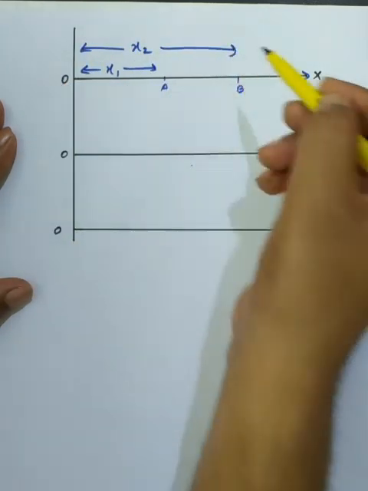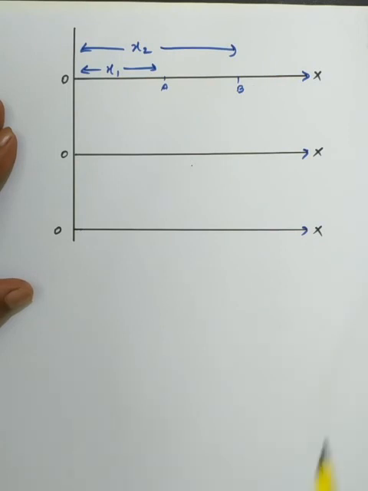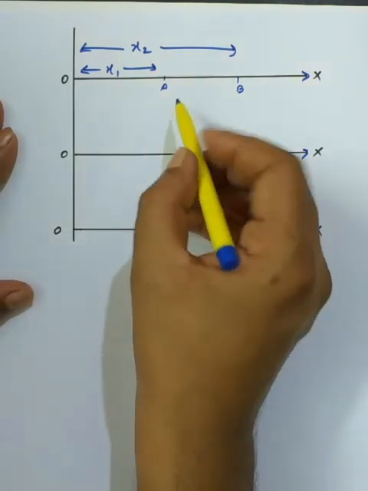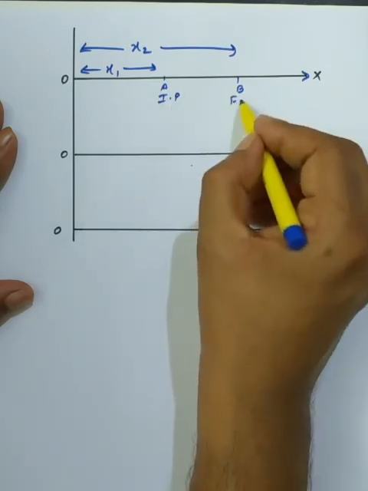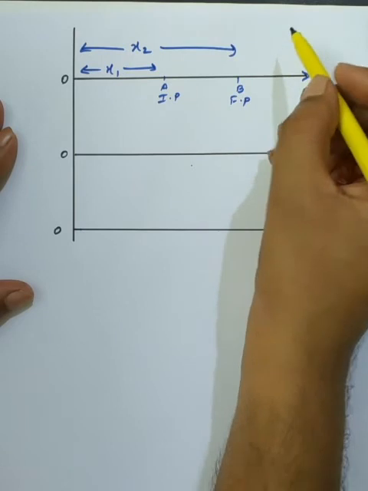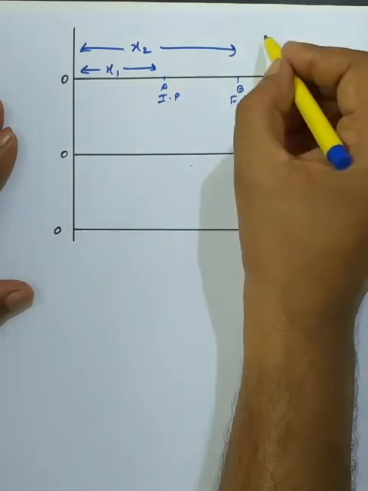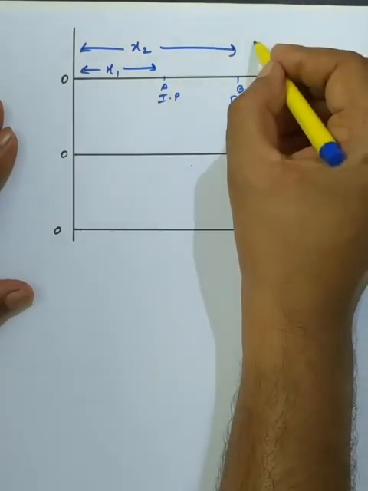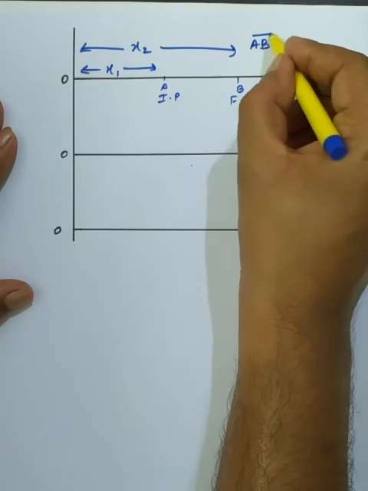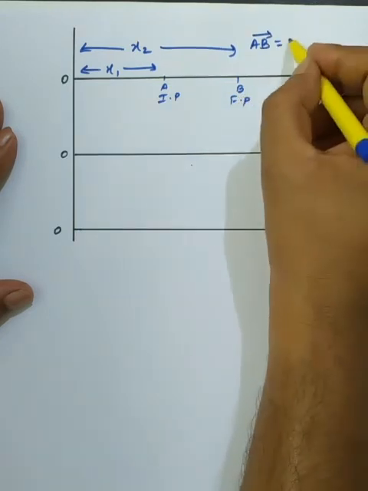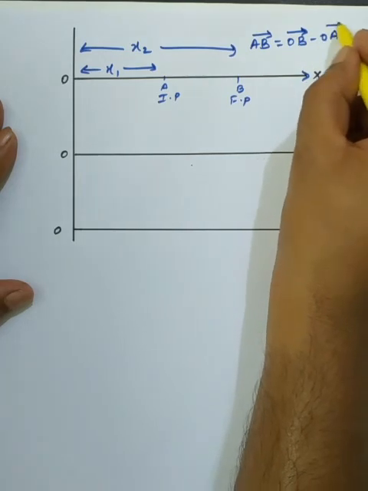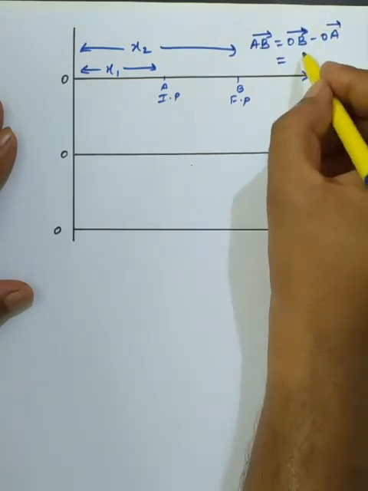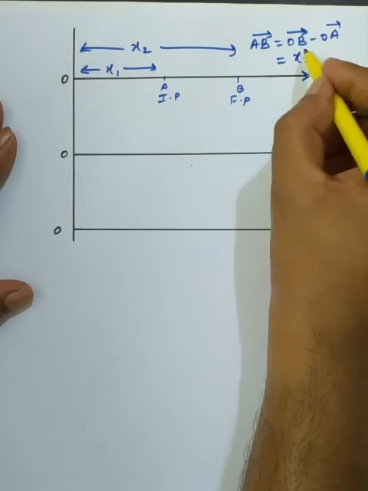Okay, so what is the possible displacement we have in this scenario? Someone is asking us to find the displacement, so we know there is an initial position and a final position. To get the displacement, we should find AB, and AB can be found as the difference of OB minus OA.